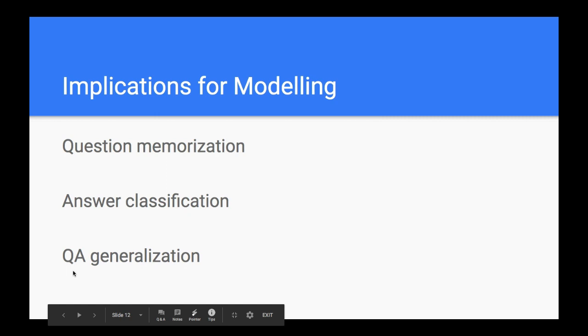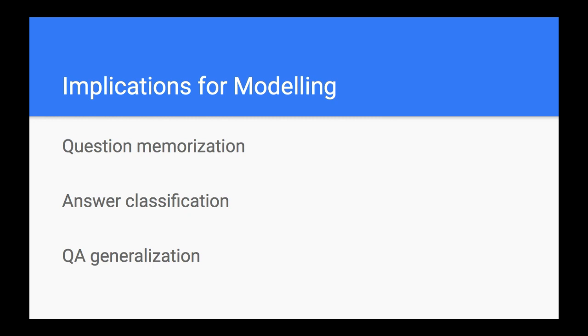But the last one is very straightforward. It's QA generalization. It's a novel question with a novel answer. The question has never been seen at training time, and this answer has never been seen before either. So it's a very novel question and answer pair. If the model can answer this correctly, they consider this model very capable.